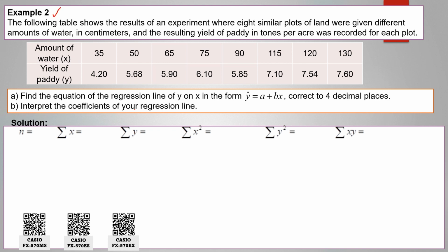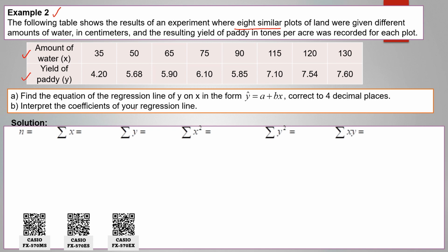Example 2. The following table shows the results of an experiment where 8 similar plots of land were given different amounts of water in centimeters and the resulting yield of paddy in tons per acre was recorded for each plot. So here we are given the variable x, which is the amount of water, and the variable y is the yield of paddy. First of all, you need to know your x variable and your y variable.